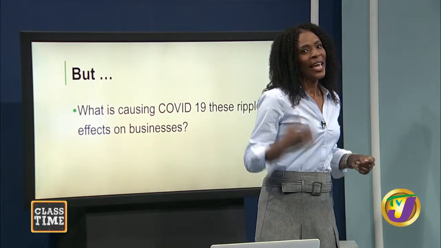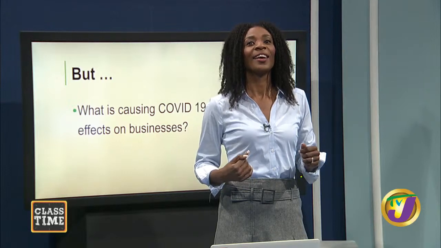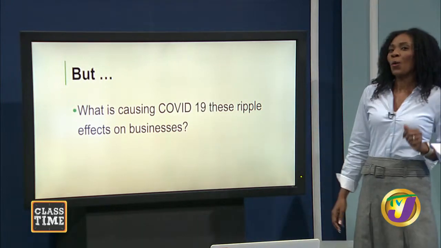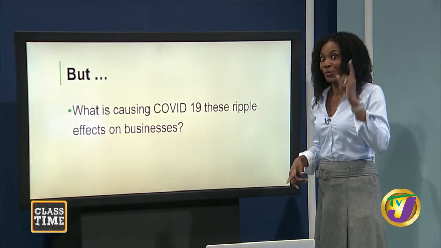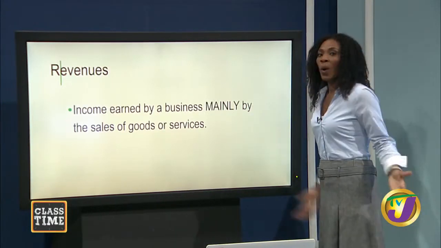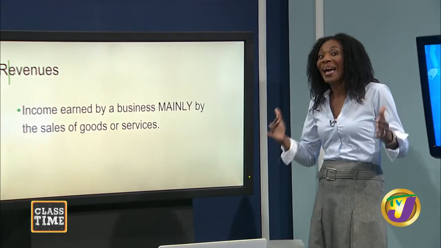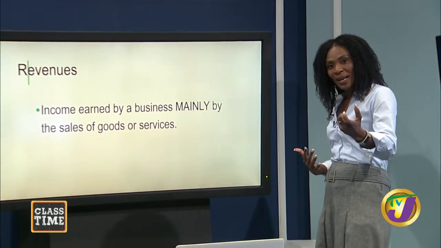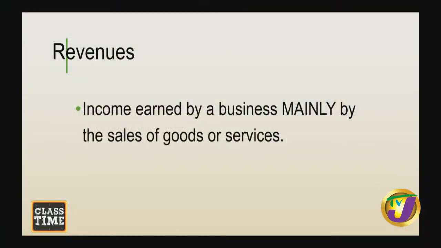Let me put you to the test. Give me another word for income that begins with R. All right, Paul. Revenue. I agree. Good. Now, bear in mind that we're going to look now at the double entry principle relating to revenues and expenses. Let's start with revenues. What are revenues, students? Revenues refer to income earned by a business mainly by the sales of goods or services. Zoom up a little on that definition. Mainly by the what? Sales of goods and services.